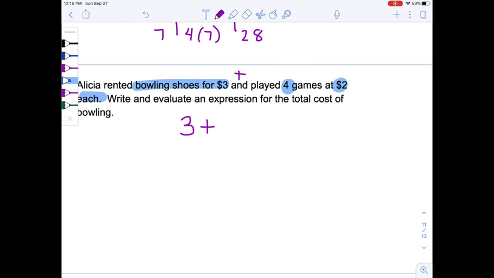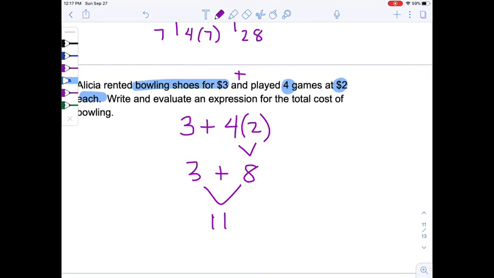So I'm going to write this as 3 plus, because it's the $3 for the shoes, plus 4 games at $2 each. So 4 times 2. Then to solve, we have to use PEMDAS, so we know multiplication comes first. 4 times 2 is 8, and then I bring down my plus 3. 3 plus 8 is 11.